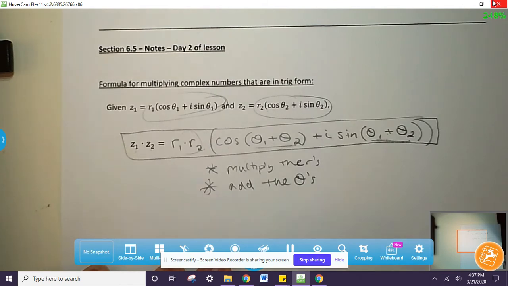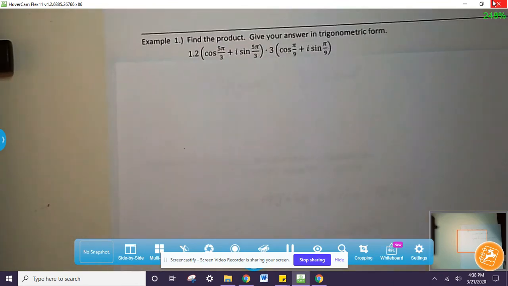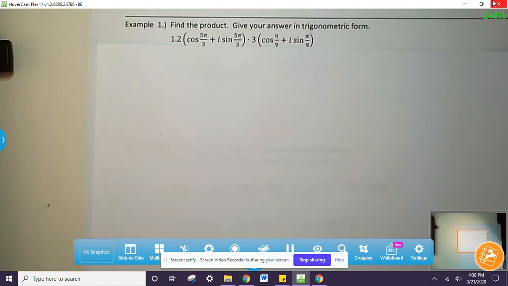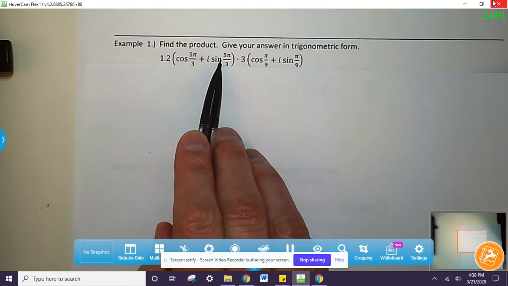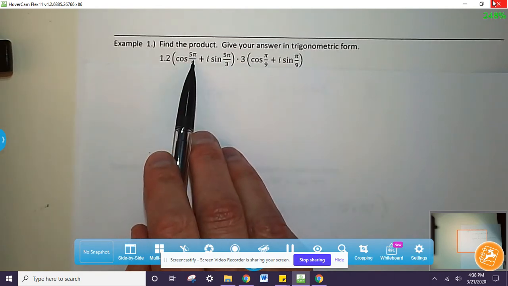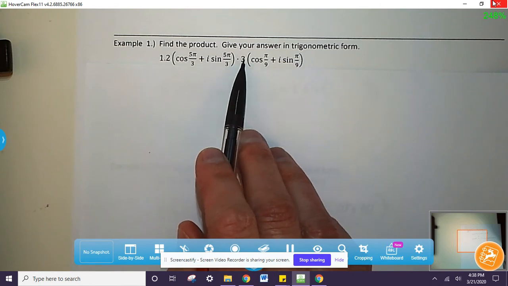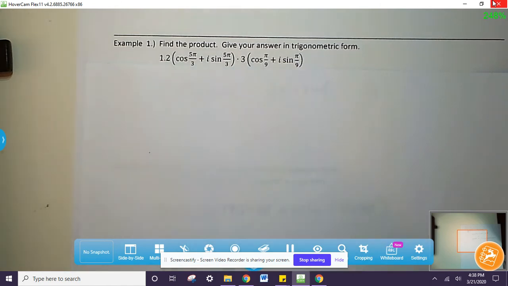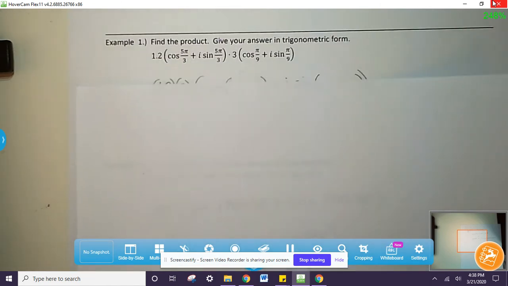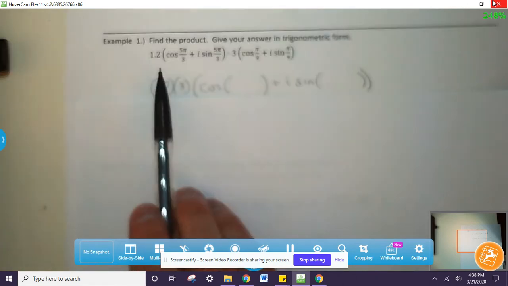So continuing to our first example for multiplication, we are going to find the product and give our answer in trig form for this example. So here's my first complex number in trig form. The r is 1.2, the theta is 5 pi over 3. And here's my second complex number in trig form with an r of 3 and a theta of pi over 9.